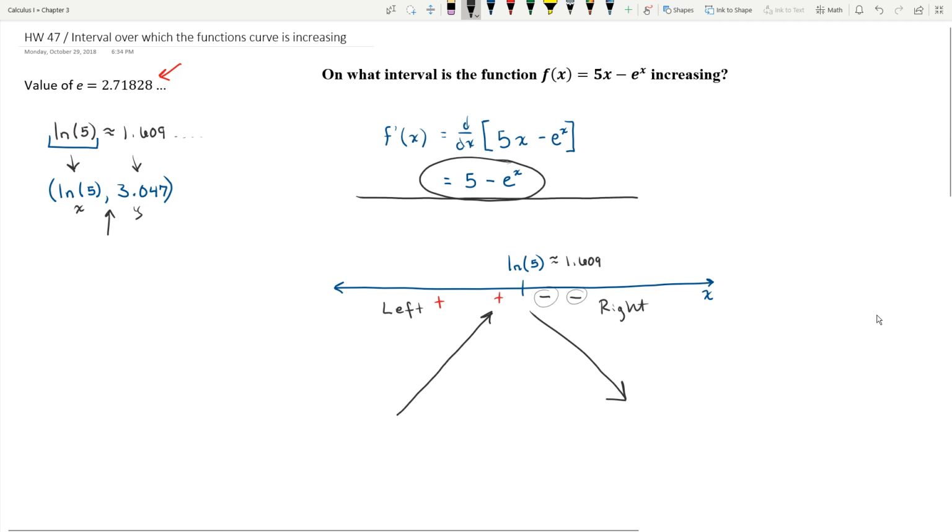We should also know that because this is somewhat of a polynomial, we can say that it is increasing from negative infinity, essentially to the left of ln of 5 forever. This graph will continue on and on and on. So to create an interval that is increasing, we can say that it is increasing from negative infinity up to, but not including, ln of 5. And that is your solution.